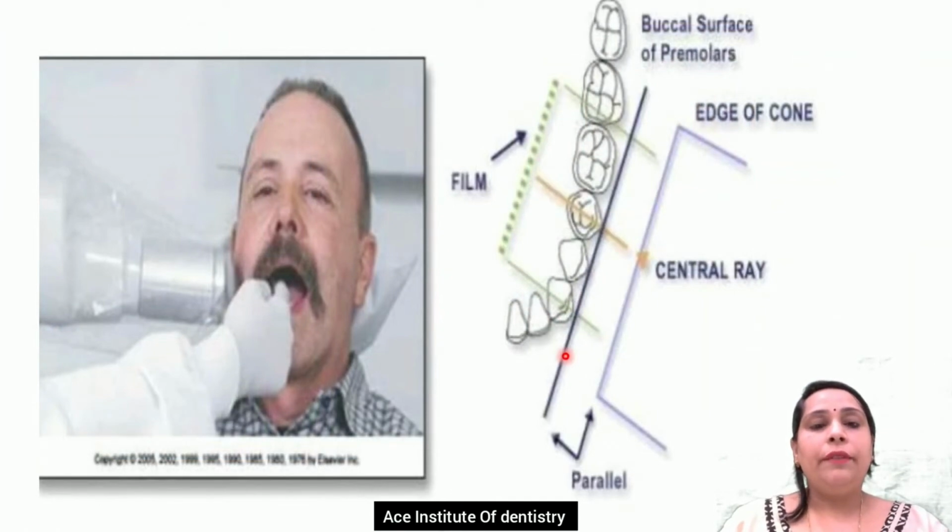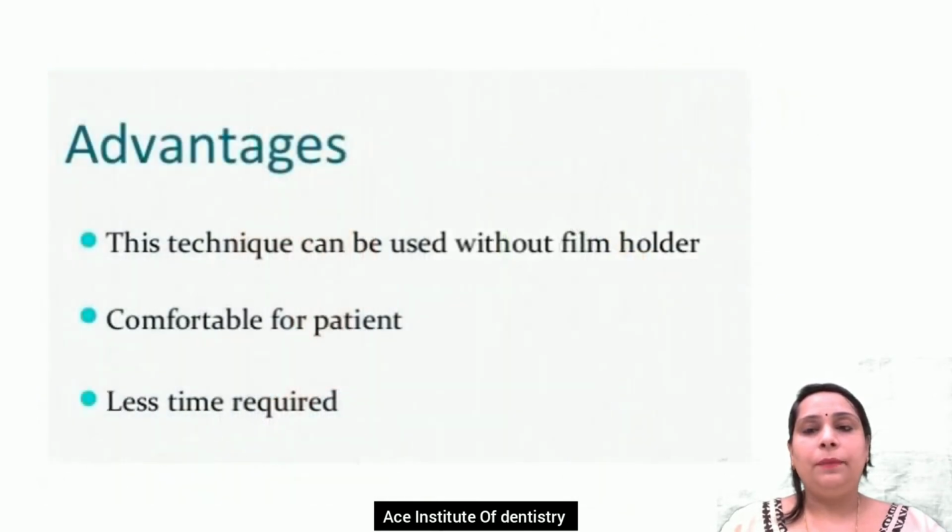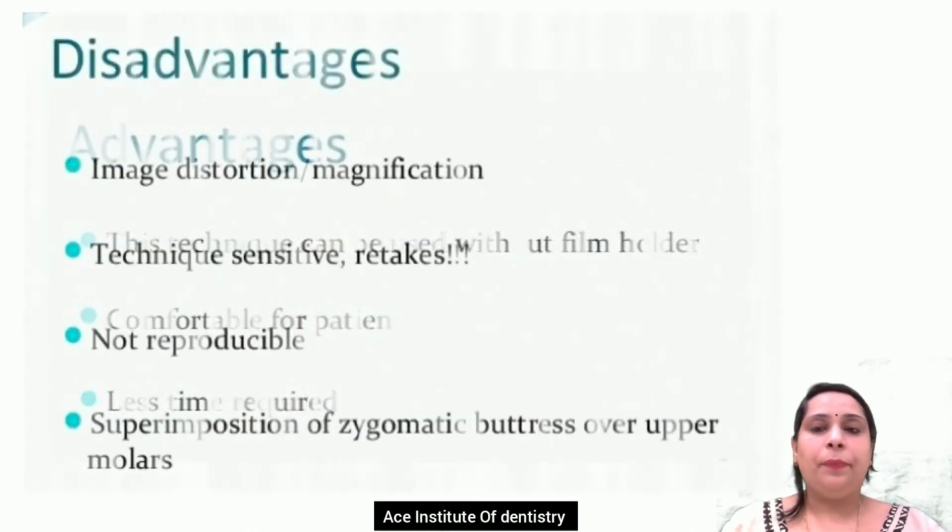So if the angle and the film are parallel to the long edges of the tooth, then there is no overlapping. If you have moved a little bit, 20-degree or like that angulation, there is a possibility of getting overlapping. So advantages of this technique: it can be used without a film holder. A patient can hold the film and it requires very little time.